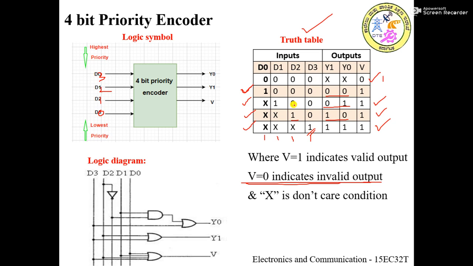So like this, a priority encoder works on the priority function. The priority function assigns the priority levels to the inputs, and whichever input has the highest priority, according to that the output will be produced.